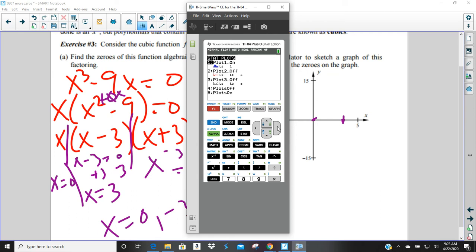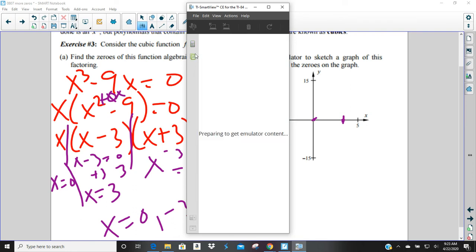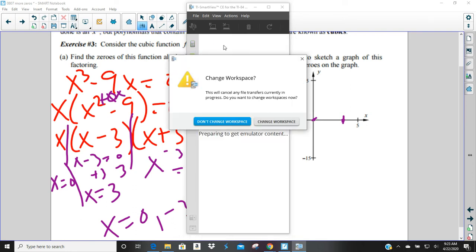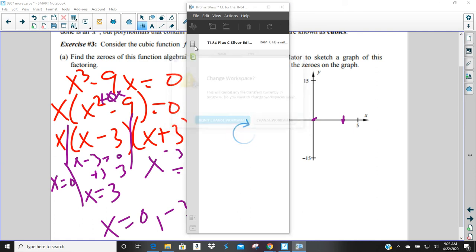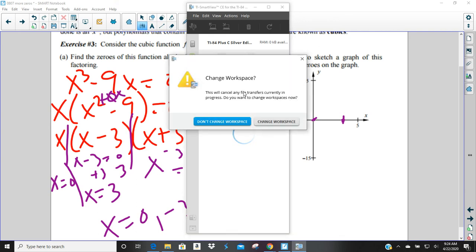I don't know what happened. Why can't I see my screen? What's going on here? Don't change workspace. Change workspace.